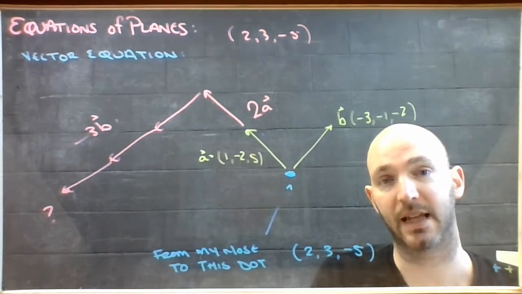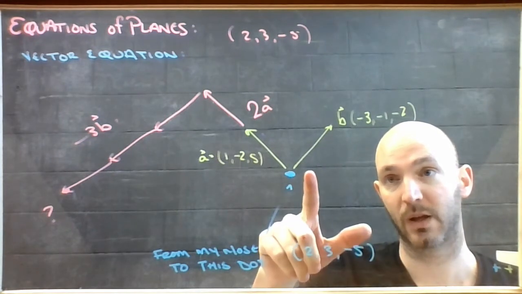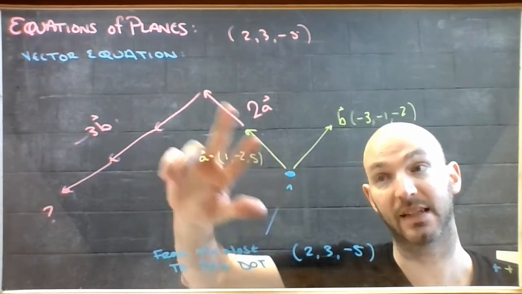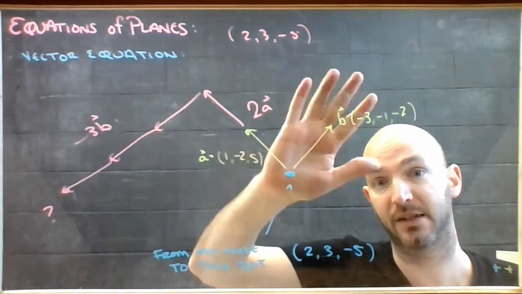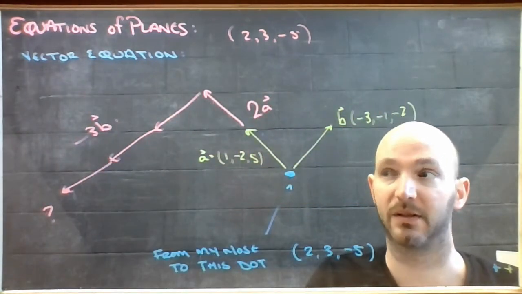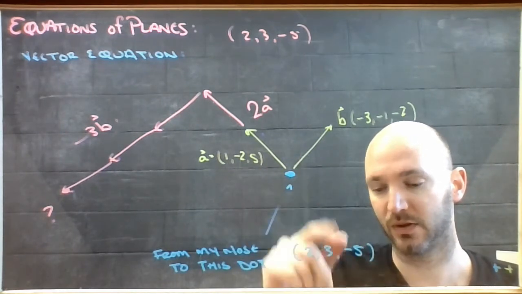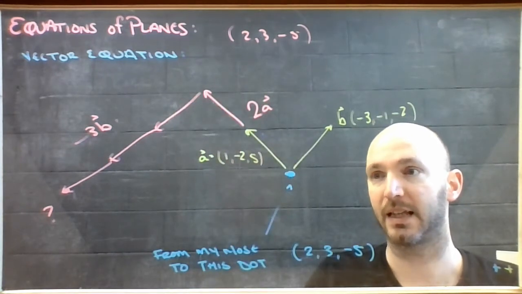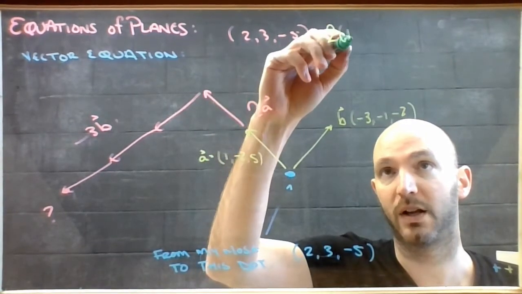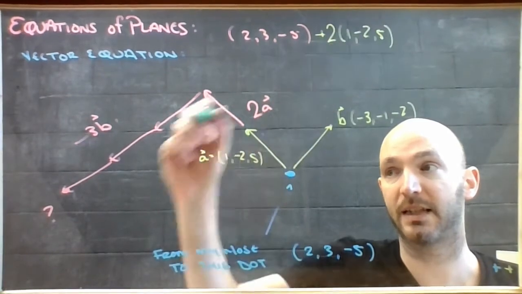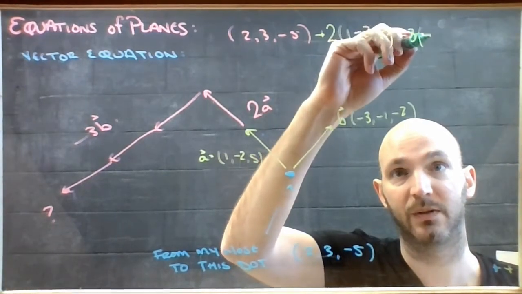So I managed to land at that point, and all I needed was how to get to the plane from the origin, and then I needed to have a set of basis vectors, that's what these two things are called, that allowed me to take steps within the plastic sheet in order to land at the place in question. So if I were to write out what I did here, I did the nose to glass, that's here, and then I added to that 2 steps on 1, negative 2, 5, and then I subtracted 3 steps on negative 3, negative 1, negative 2.